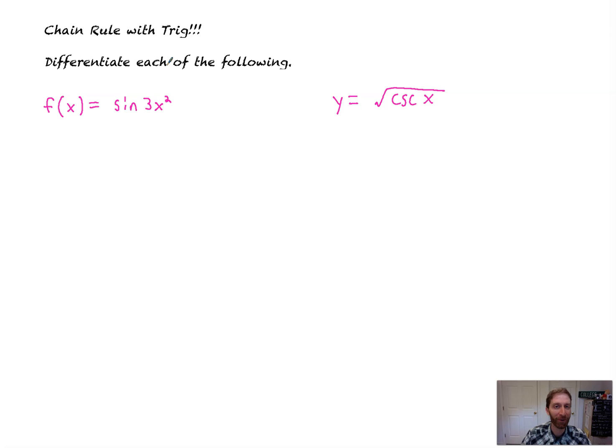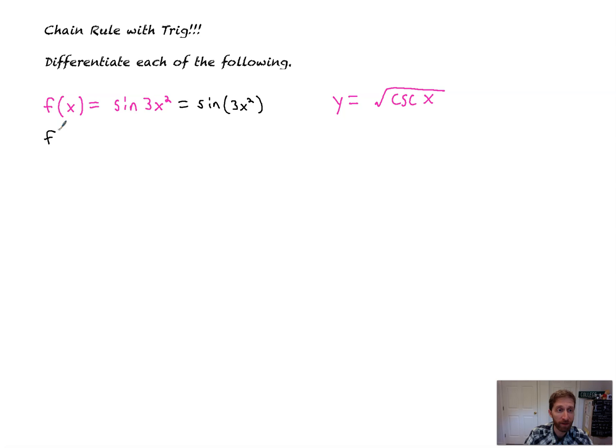Here we go, our last lesson on the chain rule. So we've got trigonometry. The chain rule often shows up with trigonometry because you'll have a trig function with a function on the inside. Just to go over notation here, we're asked to differentiate each of the following. This notation is the same as saying the sine of 3x squared.